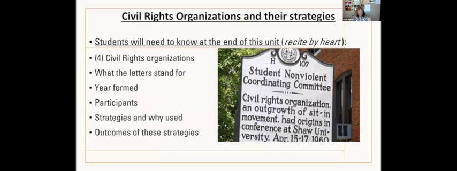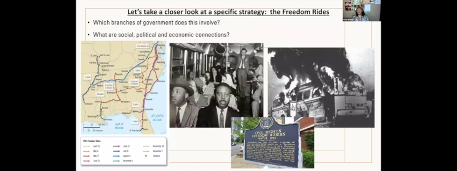All right, questions, comments? So again, students need to know all this information by heart. They got to recite it. What does CORE stand for? Congress of Racial Equality. What's SNCC? You know. All right, we look at specific strategies.